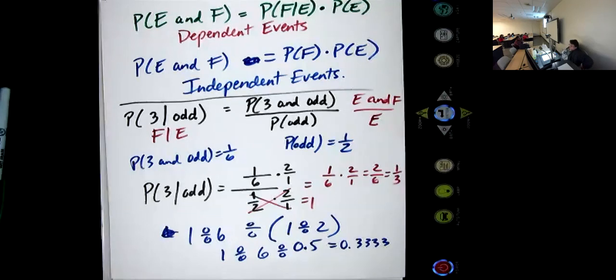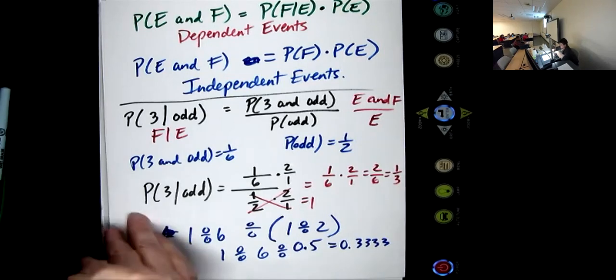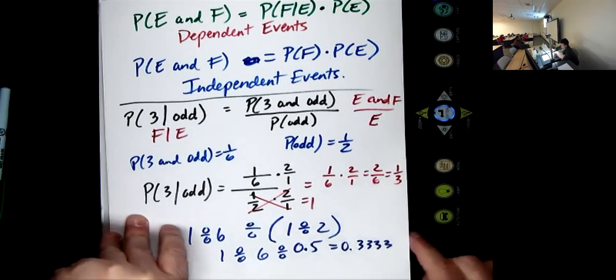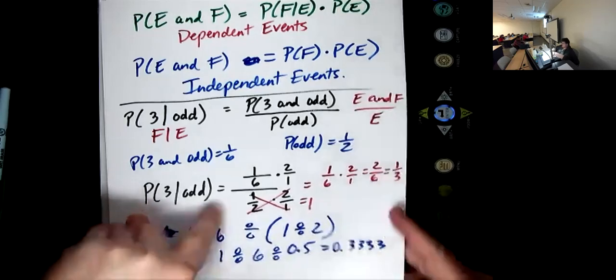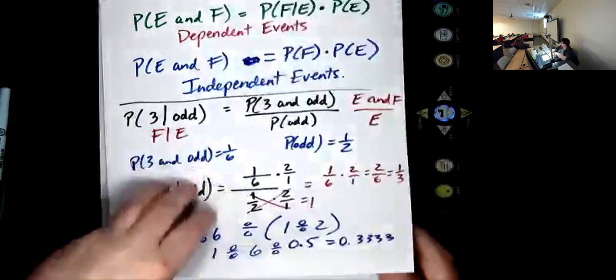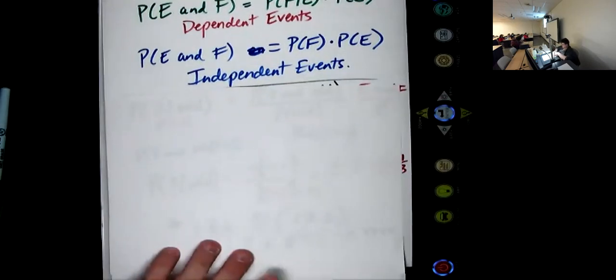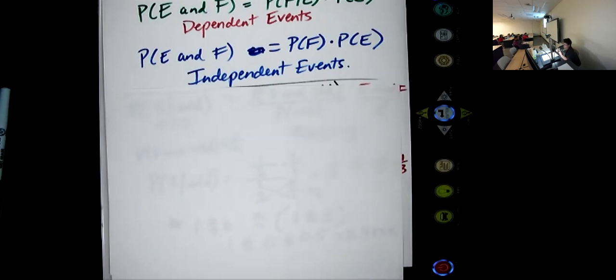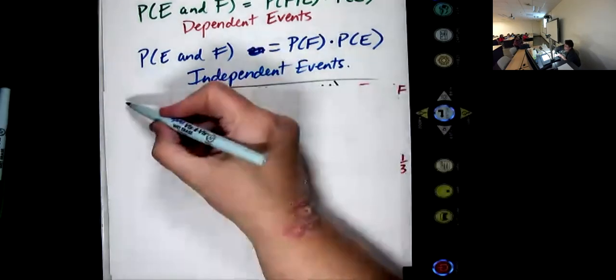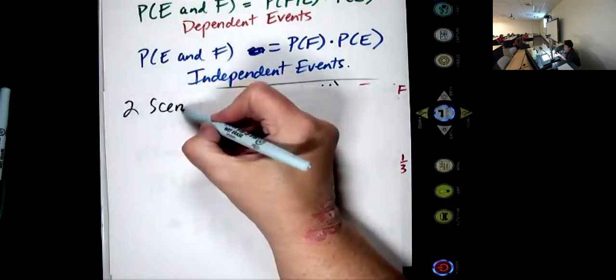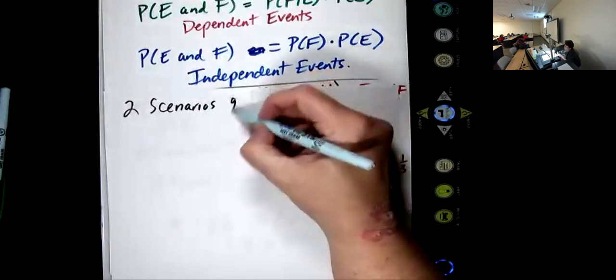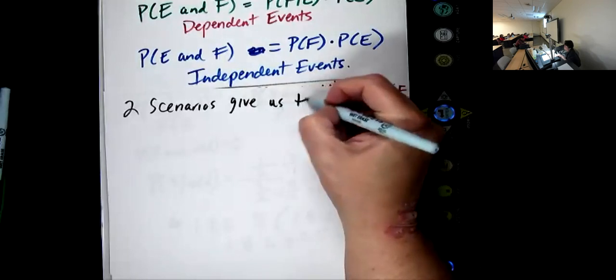Now, these two equations I have at the top give us a really, really good test. So I'm going to leave them up there while I do the test. Put another piece of paper over this one. These two scenarios give us a test for independent events.